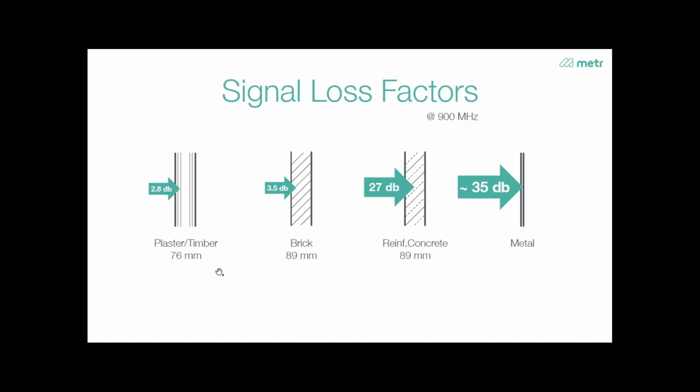On the right-hand side is construction from roughly 1950, where we start to build with reinforced concrete and metal doors, like these fire doors. The loss factor here is huge. Because of the metal reinforcement inside the concrete, we lose 27 decibels on a concrete wall, and on a metal door we lose up to 35 decibels. So there is actually no way of getting a signal through there.